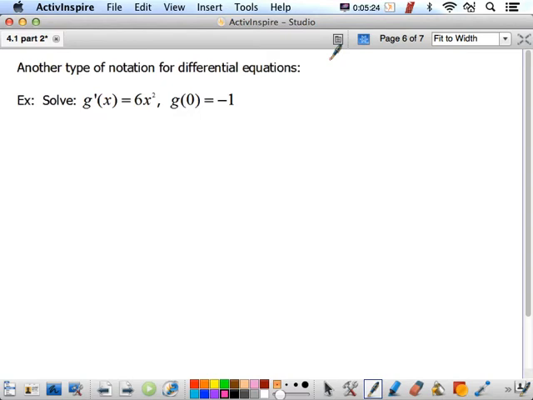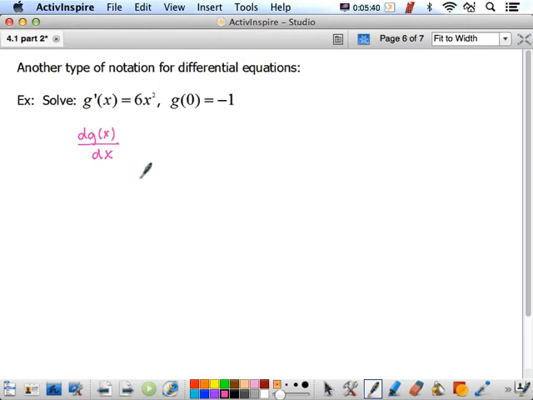It's like the derivative of g of x over dx, with respect to x. So this notation really just means this. And that's what equals 6x squared.